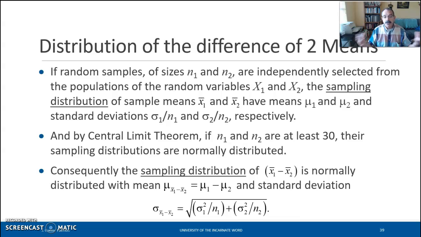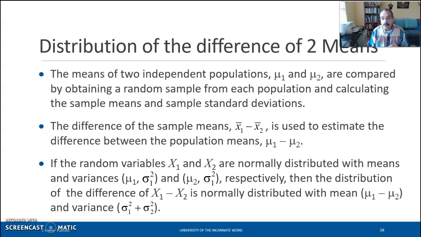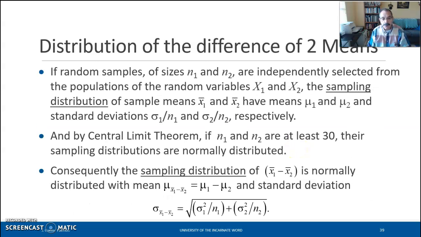So now the question is, what is the sampling distribution of the difference of these two sample averages? It will be normally distributed with a mean of mu1 minus mu2, and the standard deviation of that sampling distribution of the difference of the sample means will now be the square root of sigma1 squared divided by n1 plus sigma2 squared divided by n2, which is the same as this, except that now we're dealing with the sampling distribution.